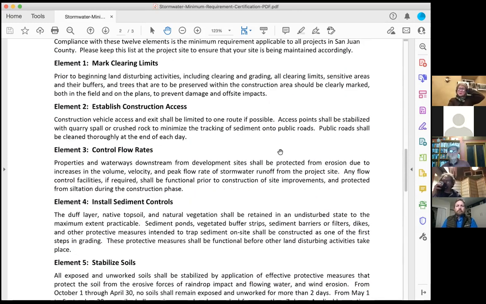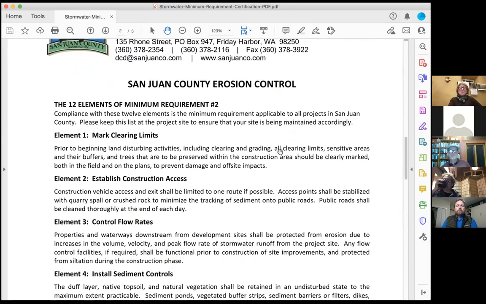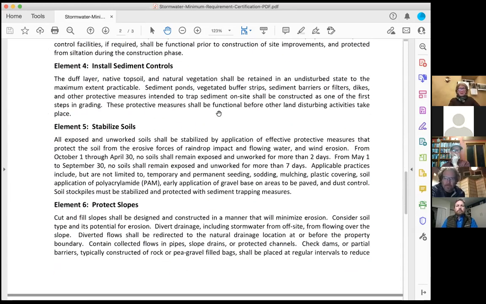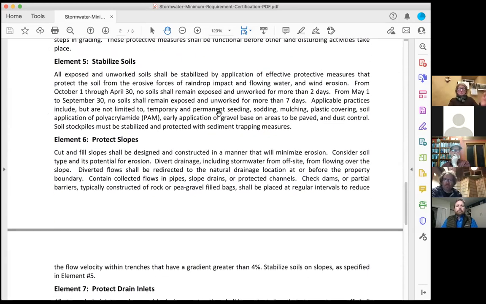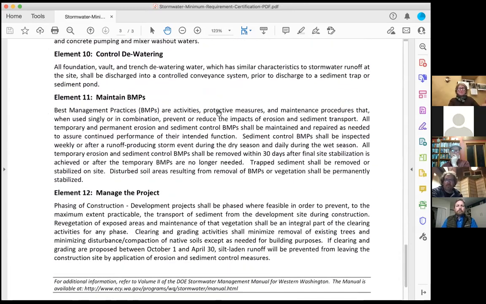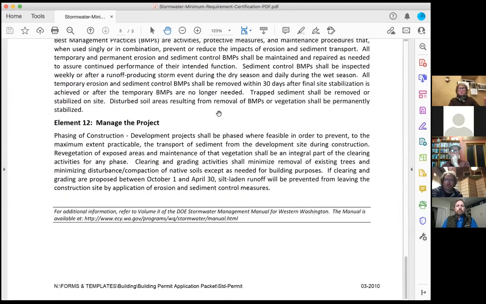But again, I think this is evidence of San Juan County erosion control, right? The 12 elements of minimum requirement. They take this right from the State Department of Ecology. It is right there. It's accessible. You can see what all the elements are, and then you make your plan, 1 through 12, you write it out, and there you've got it. You're all set. You just have to follow it.